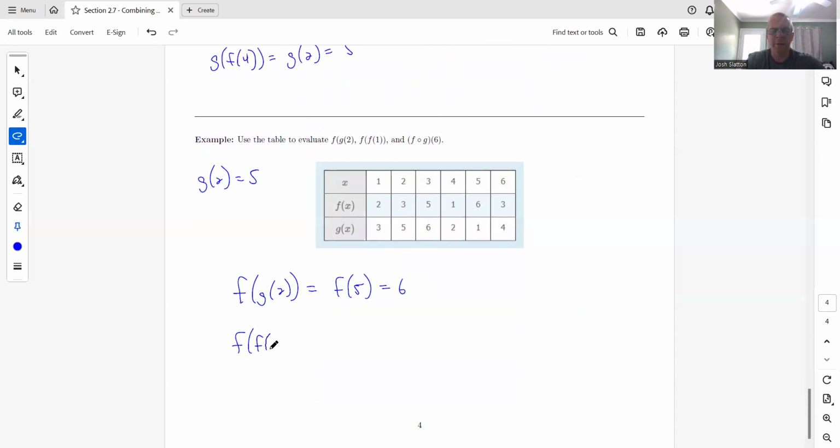Find f of 1. So what is f of 1? f of 1 would be 2. So this is f of 2. And then what is f of 2? f of 2 is 3. And then the last one, f of g of 6. What is g of 6? g of 6 is 4. So f of 4. f of 4 is 1. Okay, so not a whole lot of math in this. It's mostly just knowing how to read the problem and knowing what the notation means and that kind of thing. All right, so if you have any questions, feel free to email me.